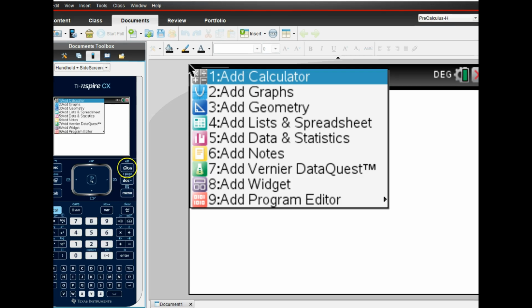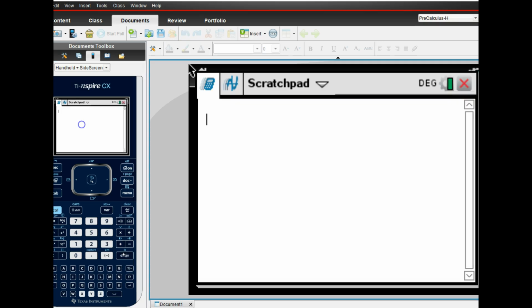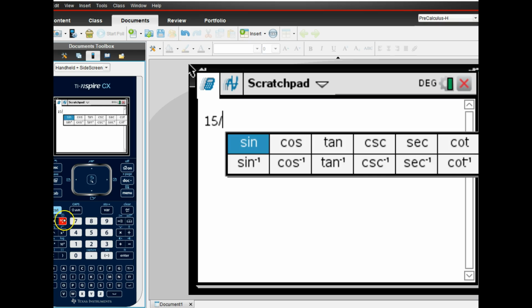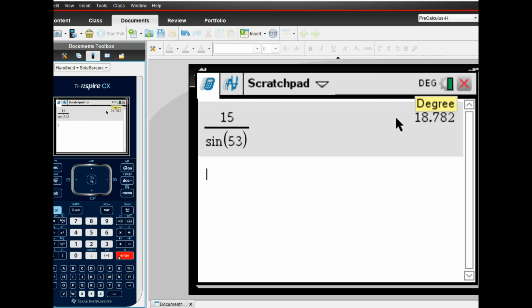I'm going to go to my home, then Calculate, and enter. Now I want to do 15, divided by sine of 53. Go where it says trig in the top left corner, click trig, go over to where it says sine, click enter on sine, and inside put 53. Notice where it says DEG up at the top right corner. You need it to be in degrees because I have 53 degrees.